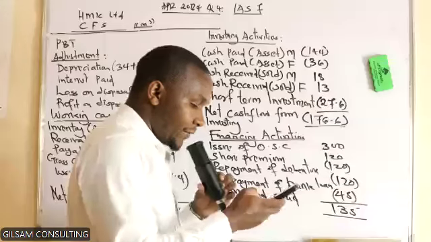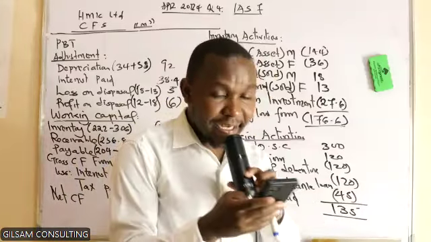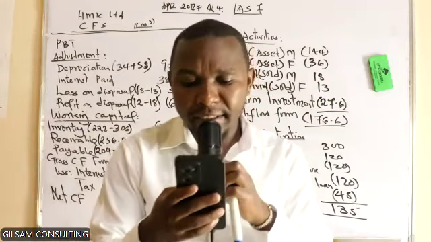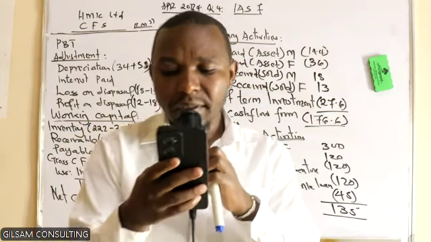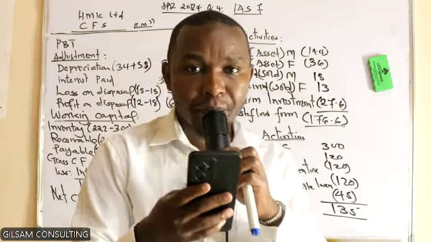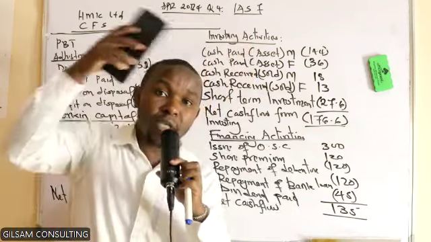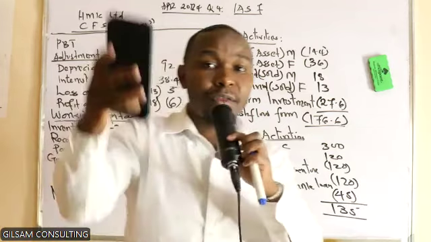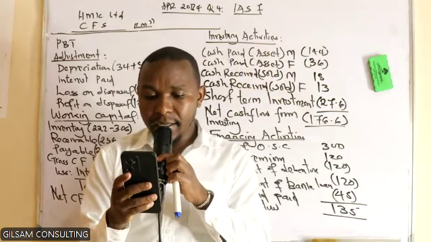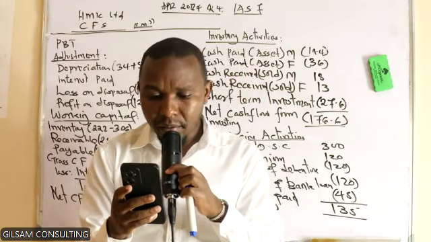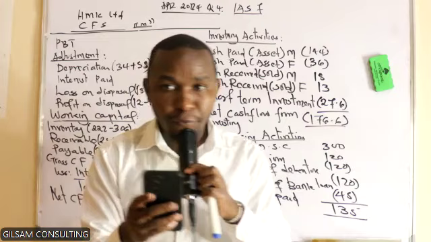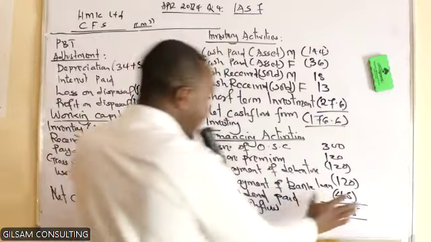Is there any note which is guiding us on the dividend? Yes. Go to note three. The proposed dividend for the year ended 1st December 2022 was paid during the year ended 1st December 2023. So the proposed dividend for 2022 was paid this year. Look at the current liabilities: the proposed dividend for 2022 is 145, and it is the cash outflow.